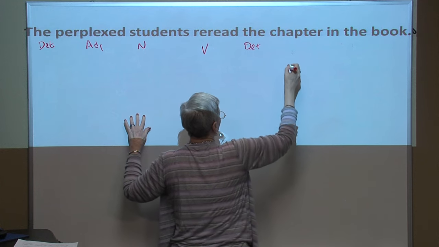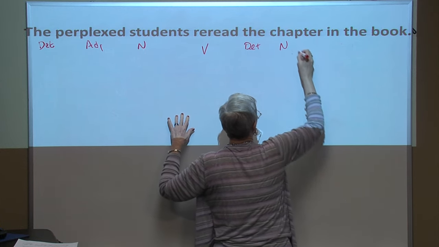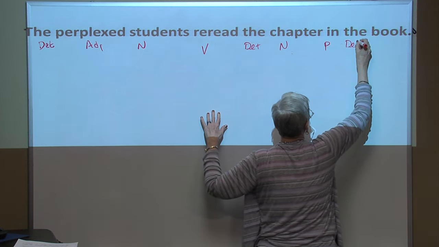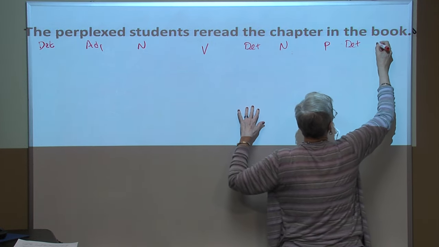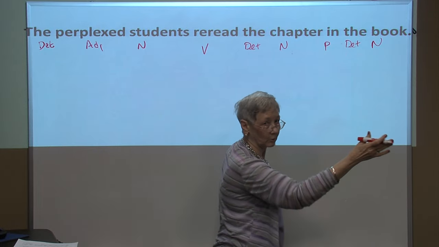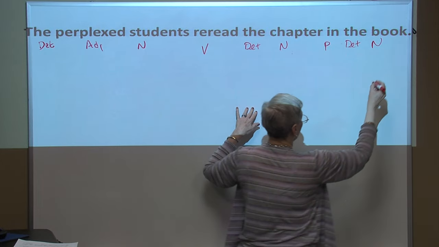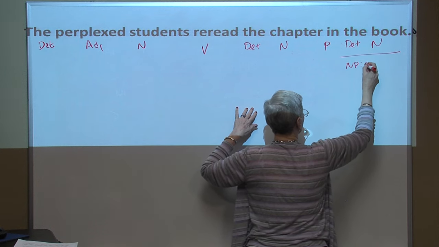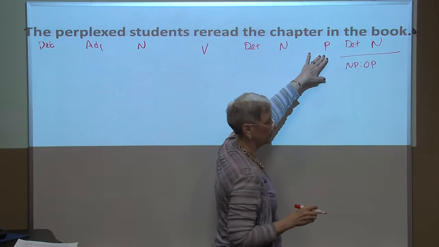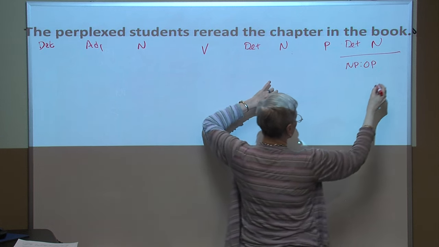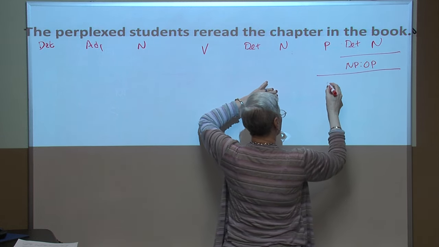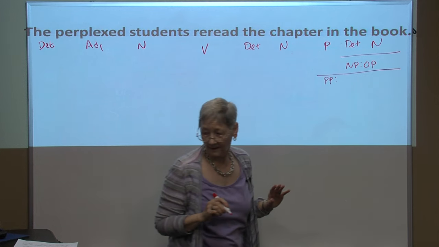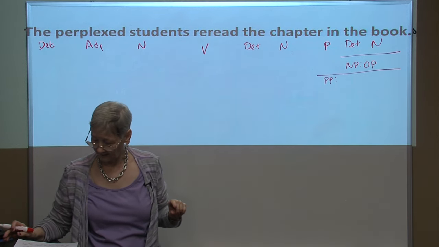The is a determiner. Chapter is a noun. In is a preposition. The is a determiner. And book is a noun. Now, working from right to left, the book forms a noun phrase functioning as the object of the preposition in. The next constituent is the prepositional phrase in the book. How does this prepositional phrase function?